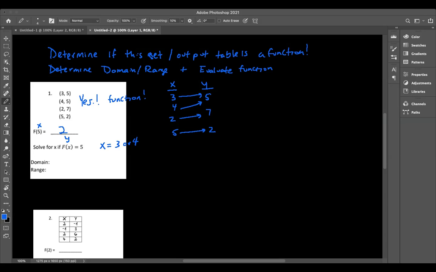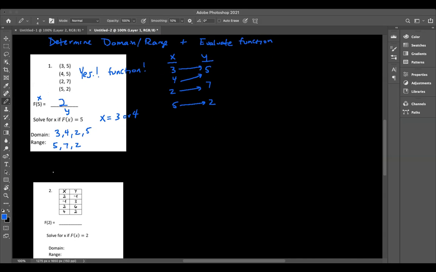The next one is domain. What would be the domain? We said the domain is all the Cheetos, right? So that's the whole set of x values. All we have to do is write the whole set. So basically 3, 4, 2, and 5 would be the domain. The range would be 5, 7, and 2. And that's how you would do the question. That's all you would have to do. All right? So let's try another one.